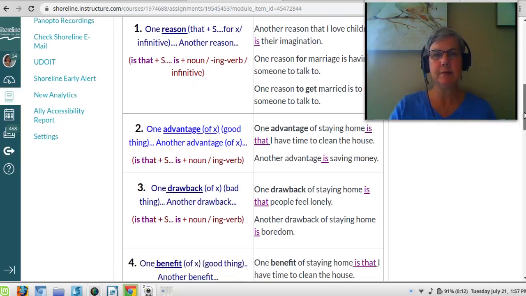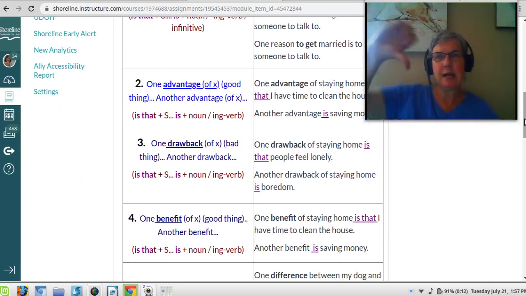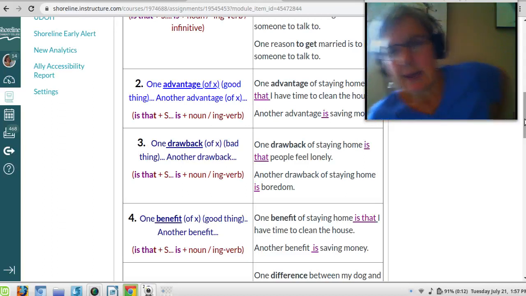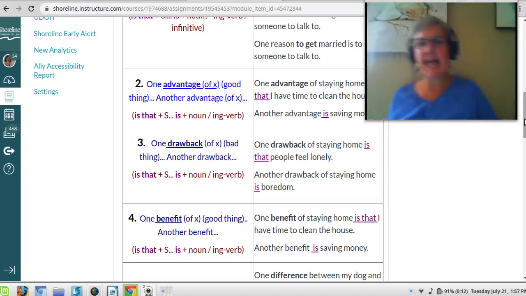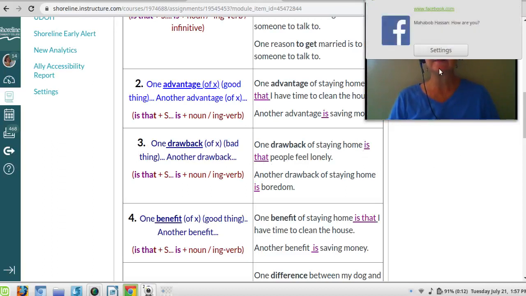Okay, number 3, drawback. So if I have an advantage, it means a good thing. A drawback means a bad thing. One drawback of staying home is that people feel lonely. So do you understand? Is that sentence.